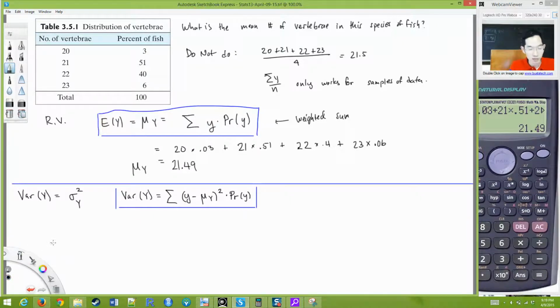Let's do it for this. We take each value, and we do 20 minus the mean, 21.49. We square that value and multiply it by the probability of getting 20, which is 0.03. And I do this for each one. 21 minus 21.49, square that distance, multiply it by the probability of getting 21. And I do the same for the other values. We can see that this gets pretty tedious with more than a few outcomes.